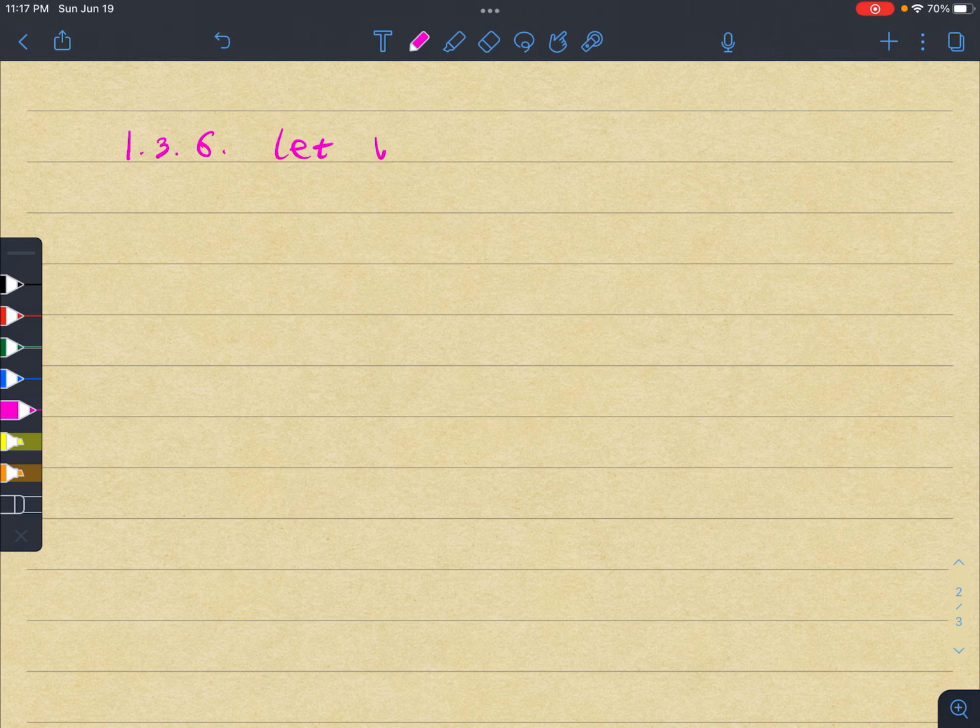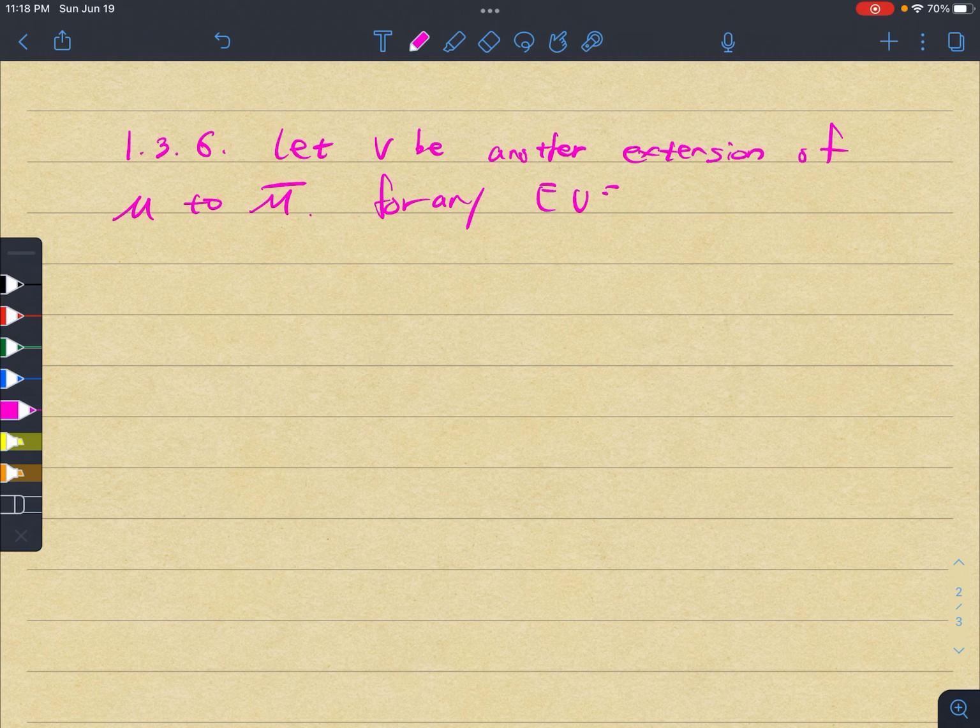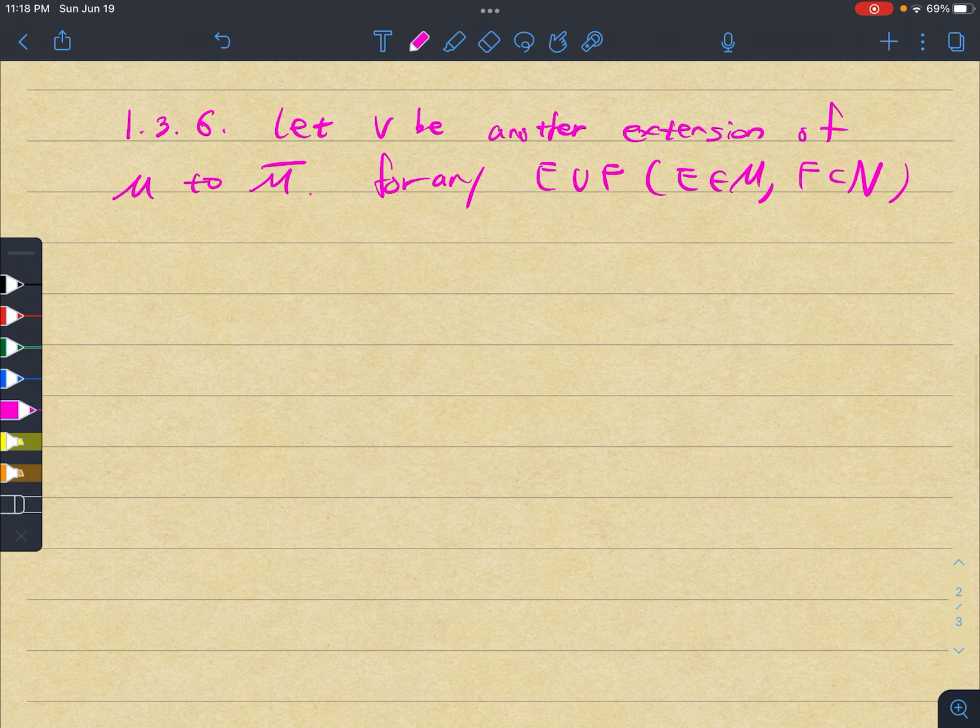Let V be another extension of mu to m bar. I'll just call this m bar. Then for any E union F, where E is an element of M and F is a subset of some null set N. And remember that mu bar of E union F is mu E by definition that we use in the book.